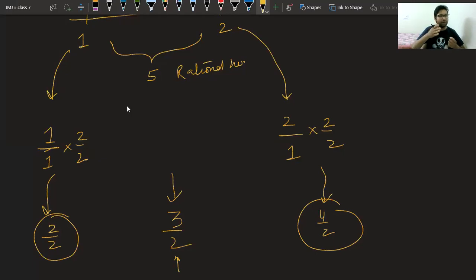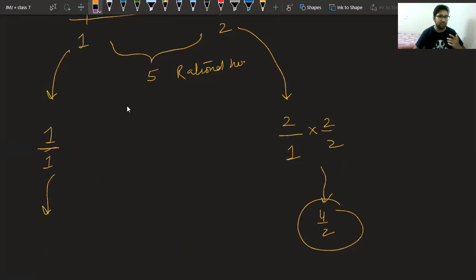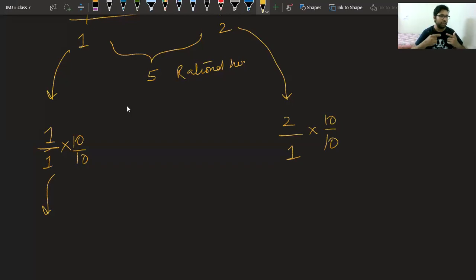But after 3 by 2, again you got 4 by 2. We got only one number in between them. That means we need to increase the range. Class, if I go for equivalent fraction multiplying with 10 instead of 2 on both the sides, what will be the new equivalent fraction?